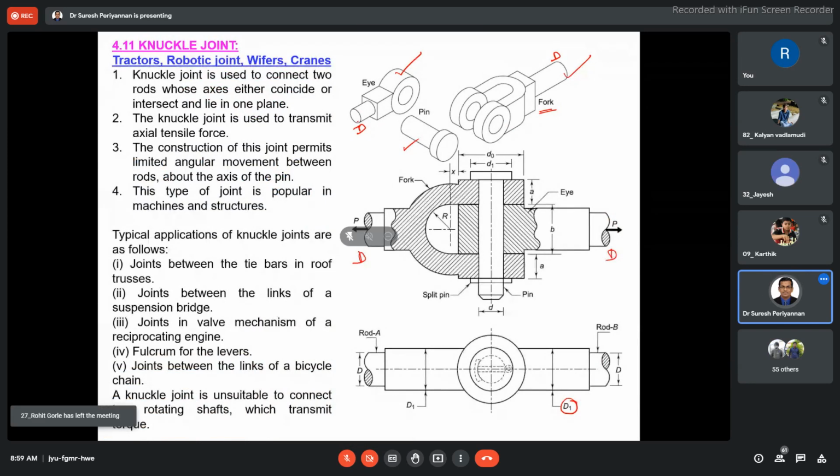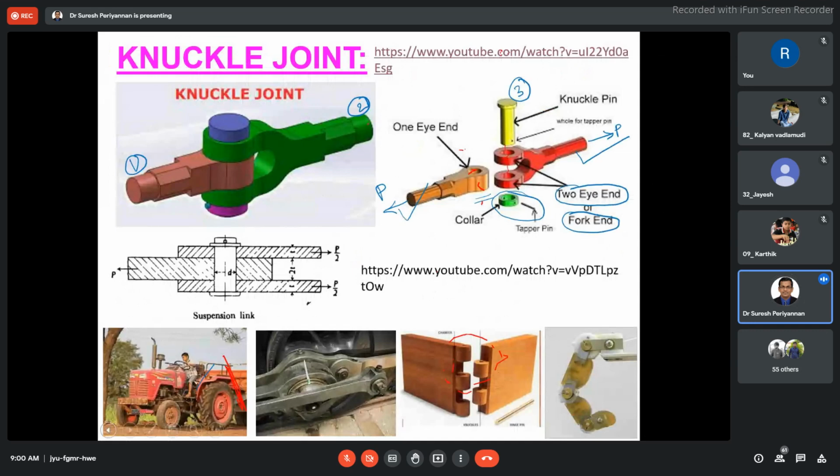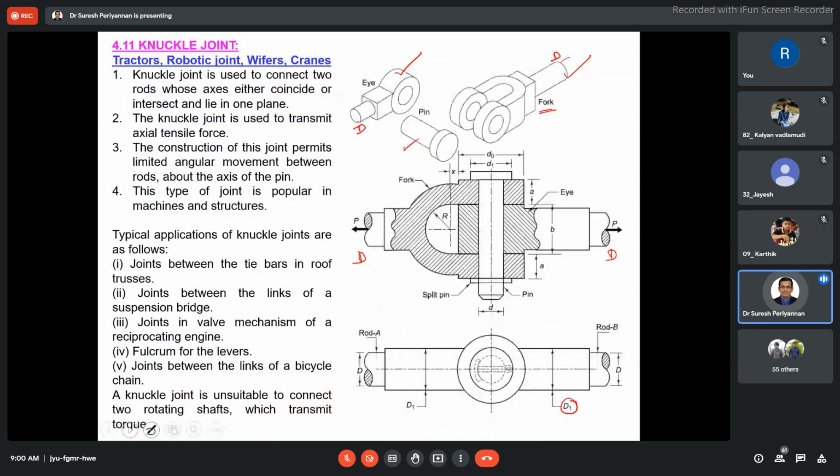One thing I tell you, based on this diagram, don't get confused here. The rod is going to be like this. In the earlier video of the knuckle joint you might have seen it looks like a hexagon shape. See here, this one. This is a rod D, capital D. This is the diameter D1, capital D1, we are considering. But based on this figure, you may not get it, that's why I showed the earlier figure. This is the enlarged diameter of the rod, D1.